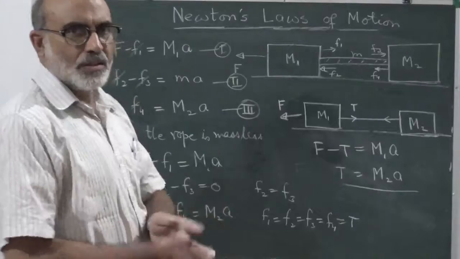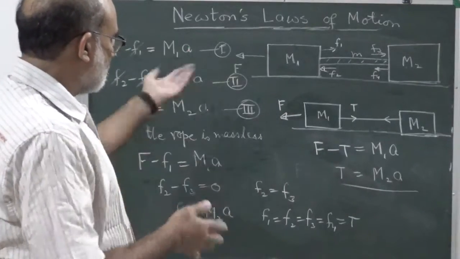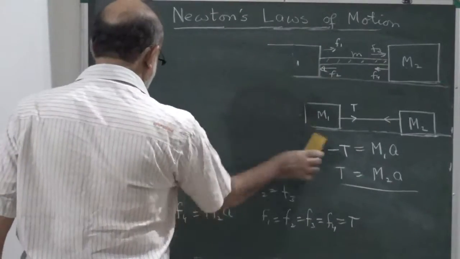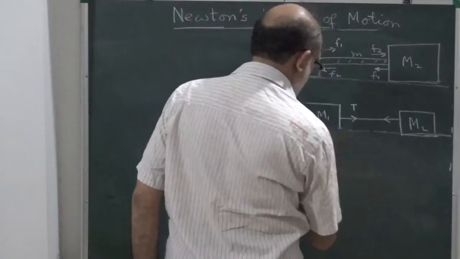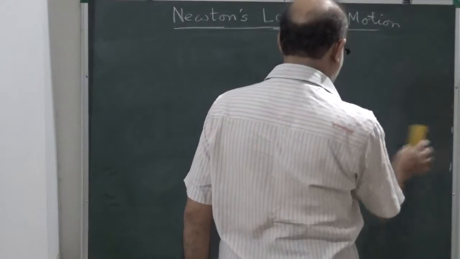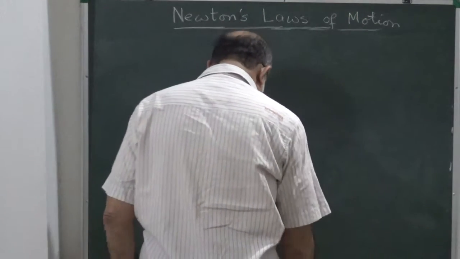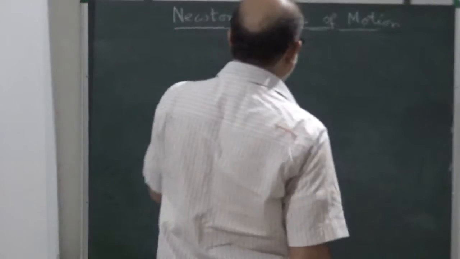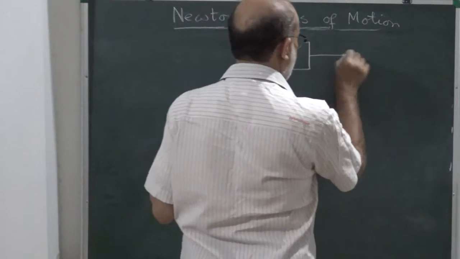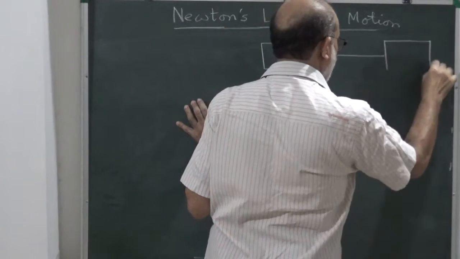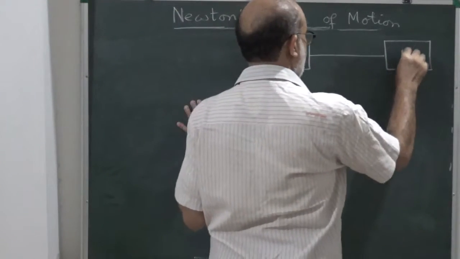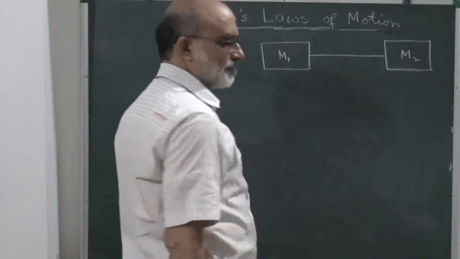Okay. This is the repetition of your earlier class, the previous class. We have discussed this one. Now, let us move ahead. Suppose again starting from the two block system, M1, M2, our ropes are massless.